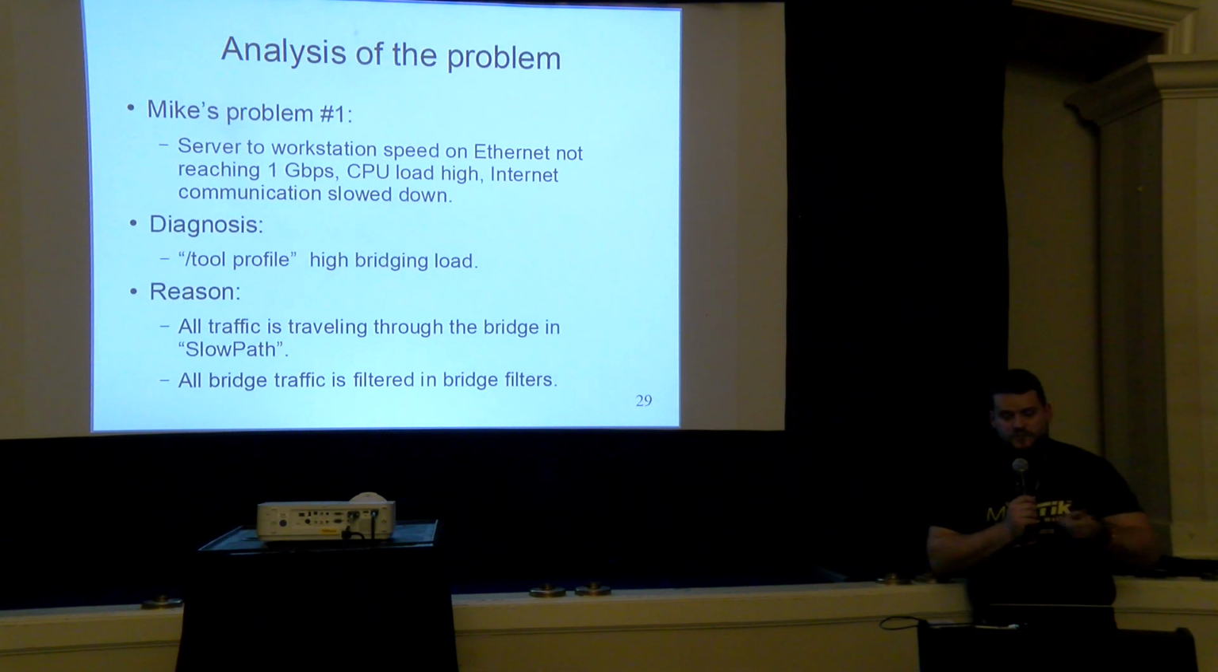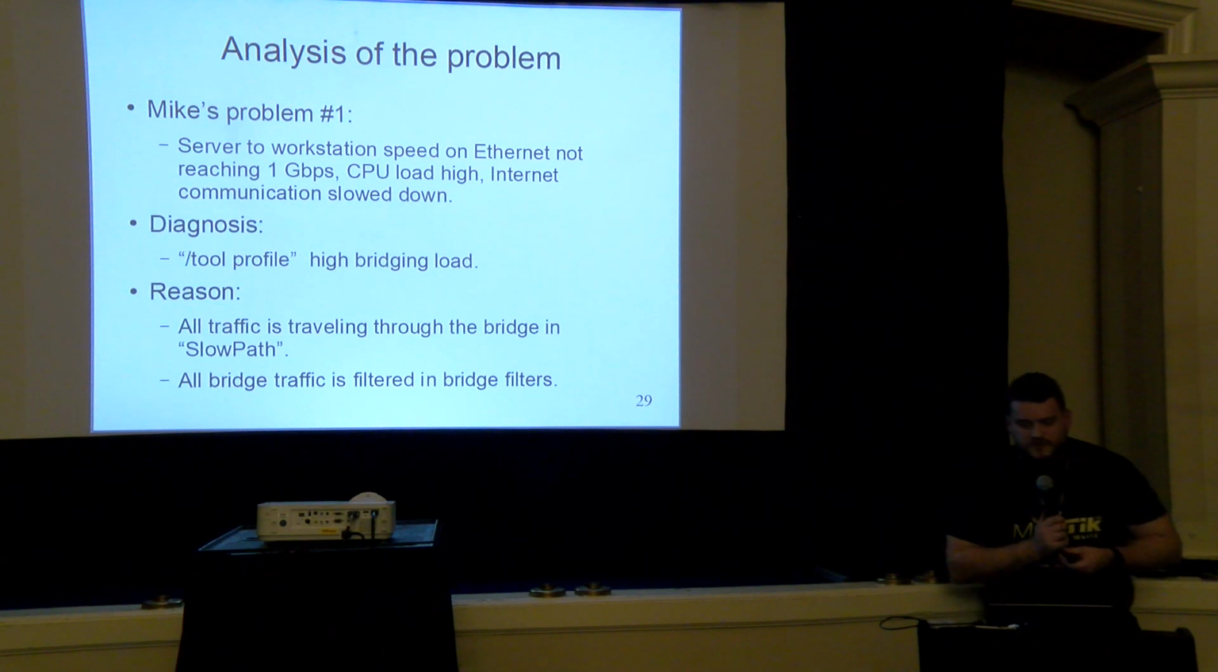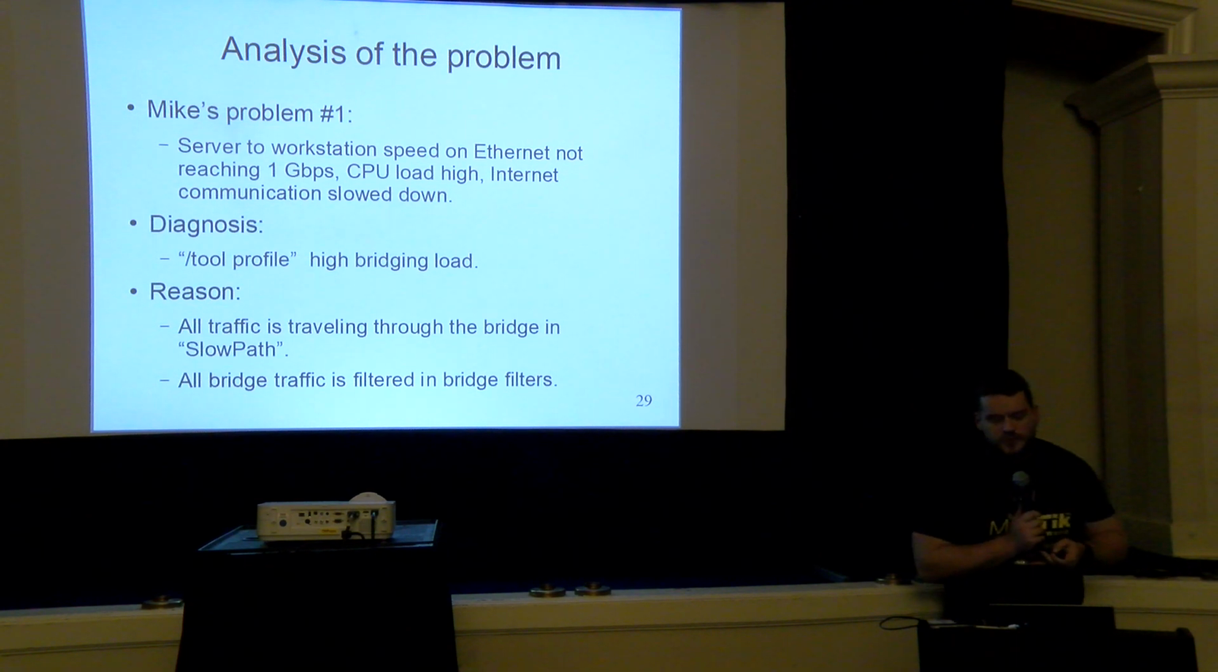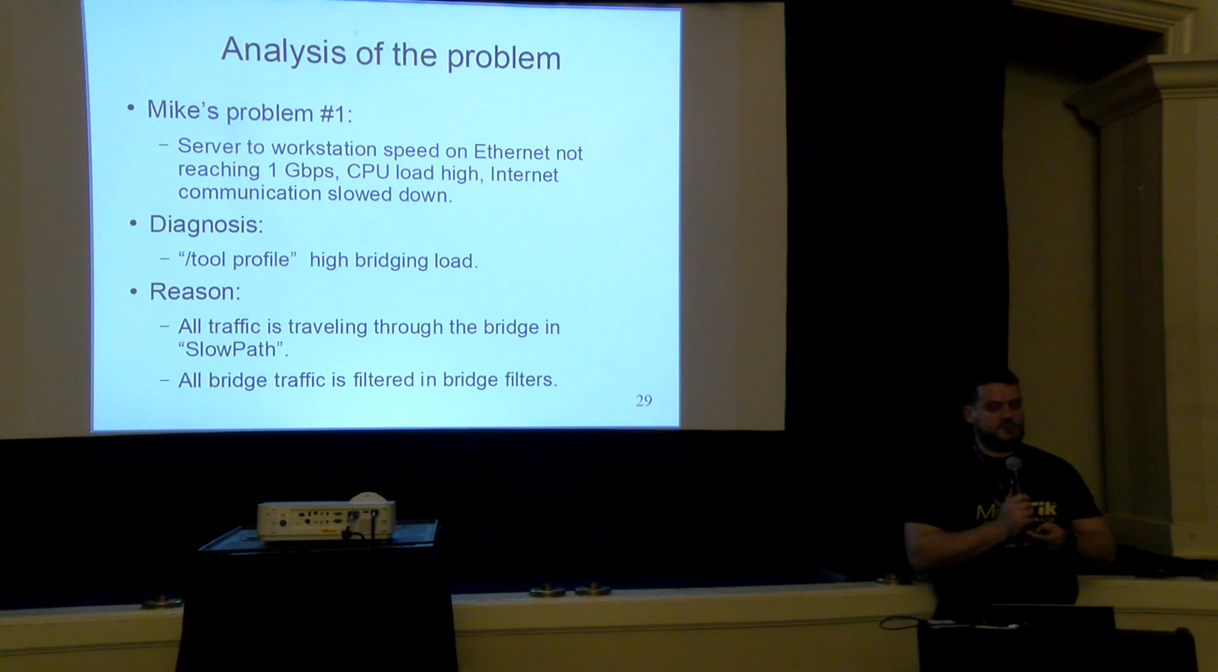So what's the problem? Server to workstation speeds on Ethernet are not reaching 1 gigabit per second. CPU load is high. Internet communication is slow. And if we take a look at tool profile, we see high bridging load. The reason is very simple. Because the bridge firewall is enabled, all traffic goes through the bridge firewall, and it goes through the slow pathway, so the regular pathway through the whole packet flow diagram. And basically all traffic is filtered.